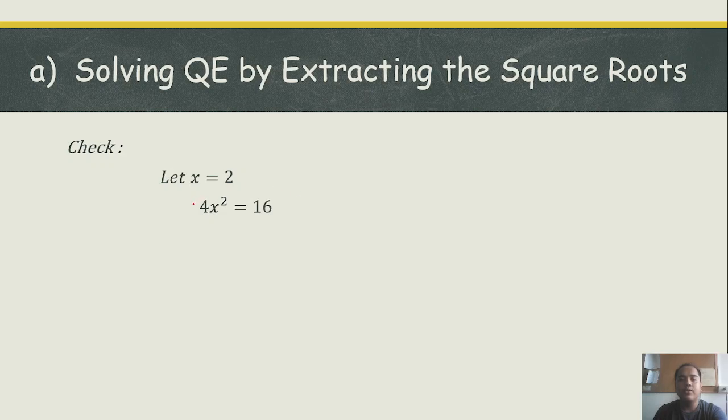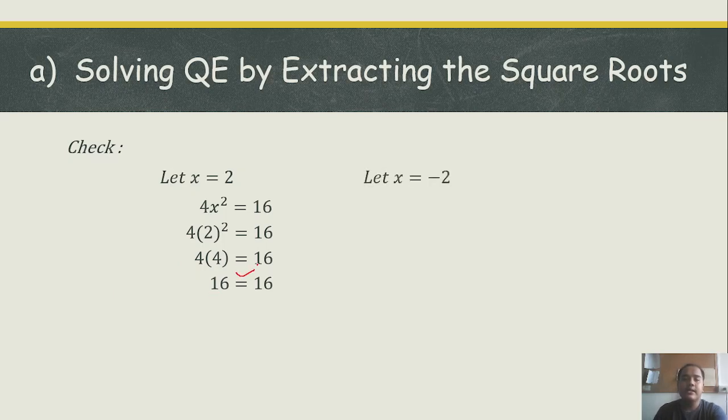Copy the original quadratic equation from the problem. 4x squared is equal to 16. Substitute the value of x, so it will turn into 4 times 2 squared is equal to 16. 2 squared is equal to 4. So 4 times 4, the answer is 16. 16 is equal to 16, which is true.